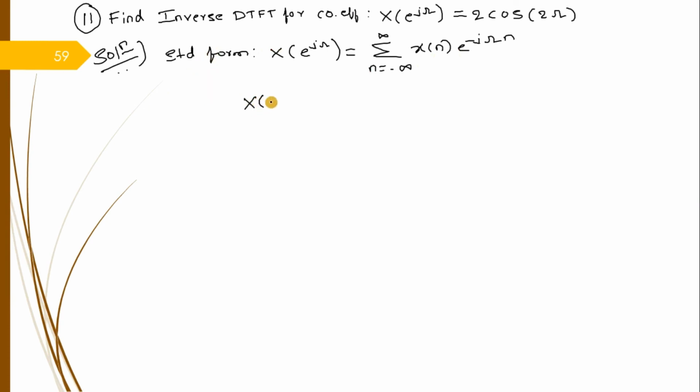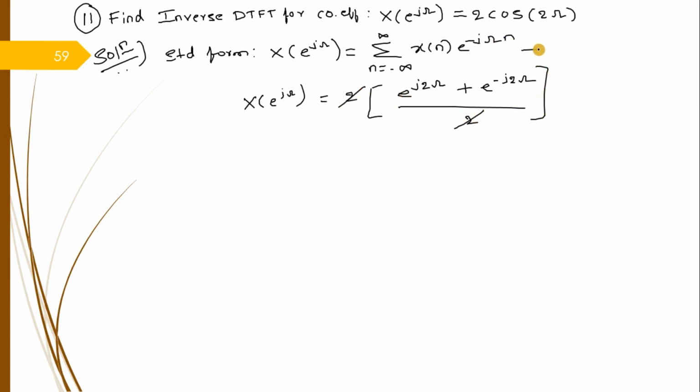Okay. So x of e raised to j omega is equal to, I can write this 2 cos 2 omega as 2 into the bracket, Euler's formula, e raised to j 2 omega plus e raised to minus j 2 omega divided by 2. So this is Euler's formula. This 2 and this 2 cancel, so I get this one. Now I take this as equation number 1, and I call this equation 2, because this is nothing but the question itself.